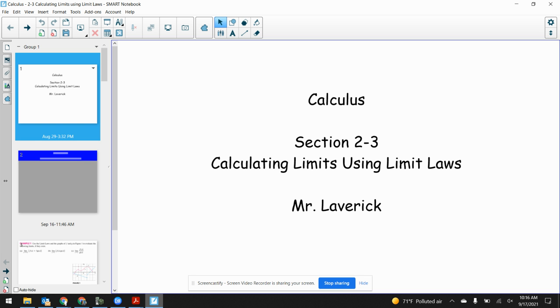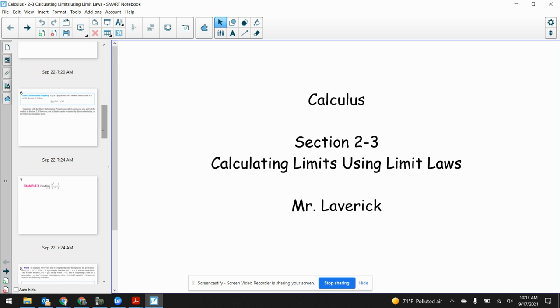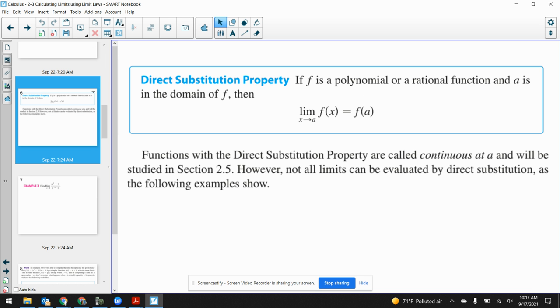So section 2.3, calculating using limit laws. Now we have this really fancy direct substitution method, when it's applicable. Direct substitution is for polynomials or rationals, and we can use it to just plug in and see where the limit would lead to.